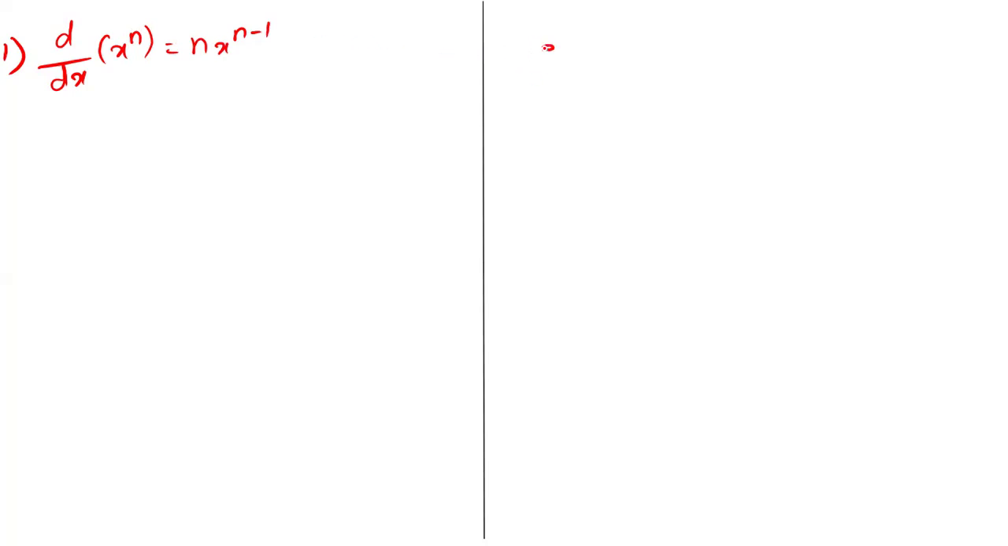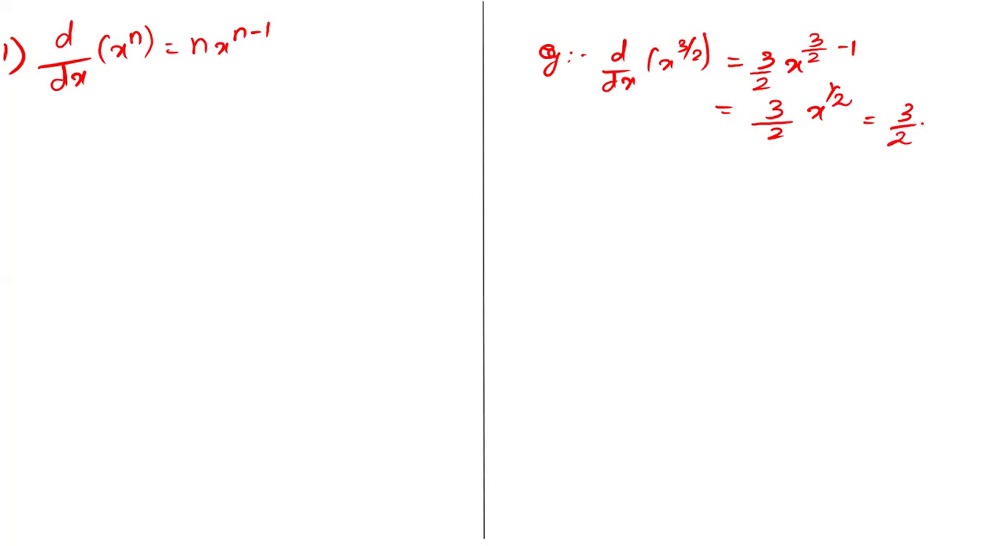For our example, we'll see the differentiation of x power 3 by 2. We'll go with the fraction. So the power is 3 by 2. Bring 3 by 2 down and subtract 1 from the power. So your answer will be 3 by 2 x power 1 by 2, which can also be written as 3 by 2 root x. This is the value.